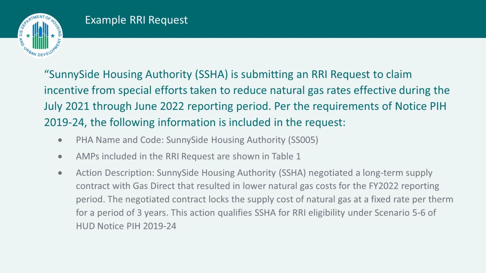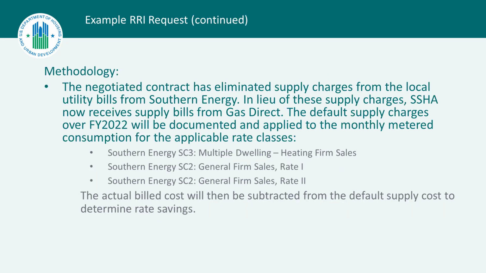Sunnyside Housing Authority is submitting a rate reduction incentive request. It has provided information on its name and agency code, asset management projects included in the request, shown on a following slide, and a description of the action resulting in the reduced utility rate. Sunnyside negotiated a long-term supply contract for natural gas with Gas Direct. The contract with Gas Direct replaces the supply charges that were previously included in the local utility bills.